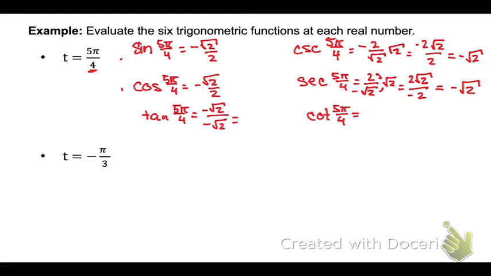Now, it's going to be negative square root of 2 over negative square root of 2. So multiply by negative square root of 2. No, they're just 1. They're the same. If you did the long way, good for you. But it's just 1. And what's the reciprocal of 1? 1.